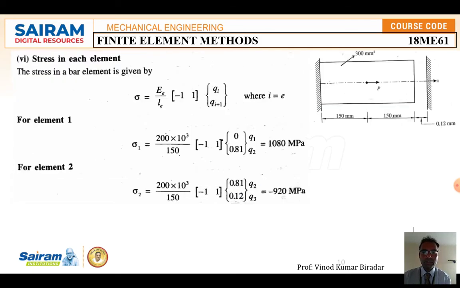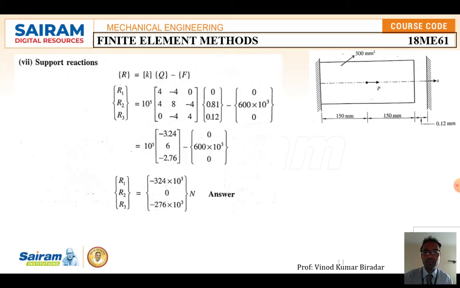Next go for stress in each element. Stress is equal to E by L_e times [-1 1] times [U1 U2], or Q1 Q2. For the first element we know the Young's modulus, we know the length, substitute, and you are going to get the stress for the first element equal to 1080 megapascal, or Newton per mm square. Similarly for the second element, replace E2 and L2, substitute the values. Here it is 2 and 3, the node numbers. Substitute, and you are going to get minus 920 megapascal, or Newton per mm square, stress in each element.